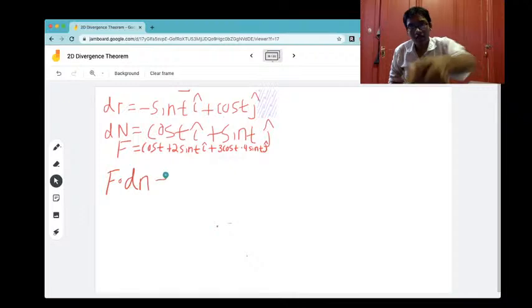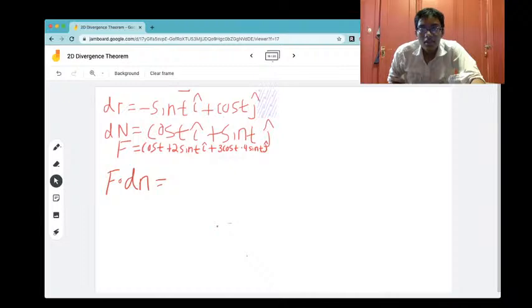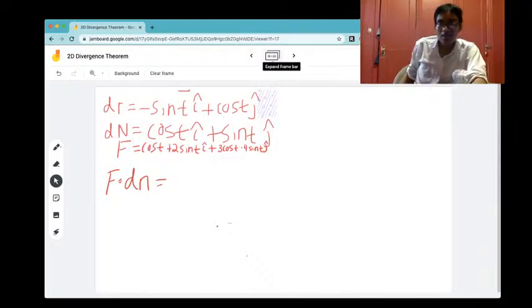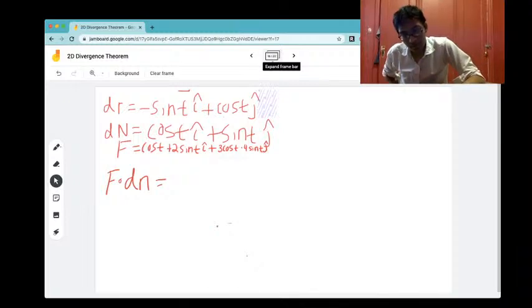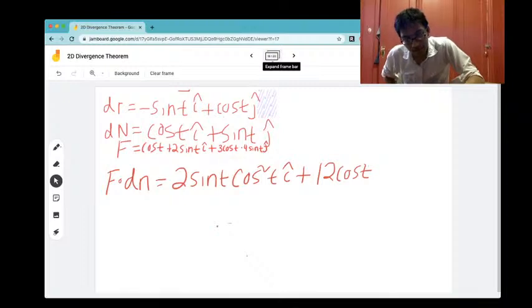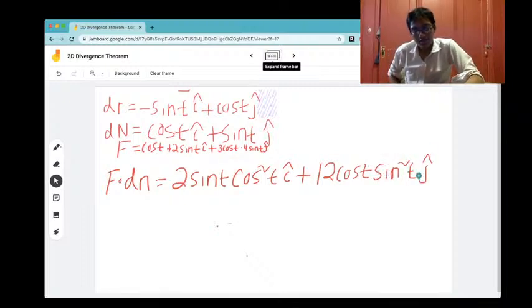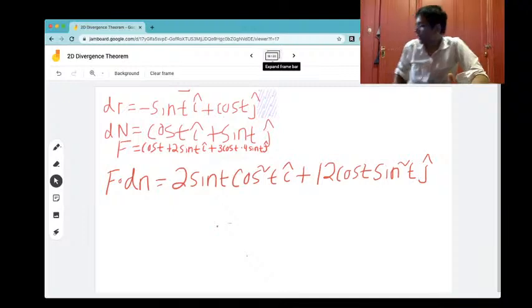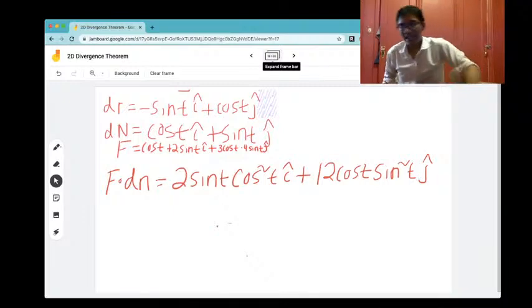So f dot dn is going to be what? I'm going to have cosine of t. It's so hard to read this. So I'm going to have 2 sine t cosine squared of t in the i hat direction, plus 12 cosine t sine squared t in the j hat direction. So that's in the j hat direction, right? Okay, so hopefully that's all fair and square.